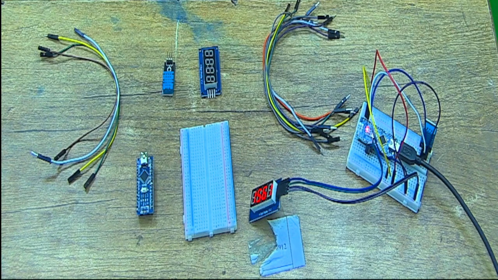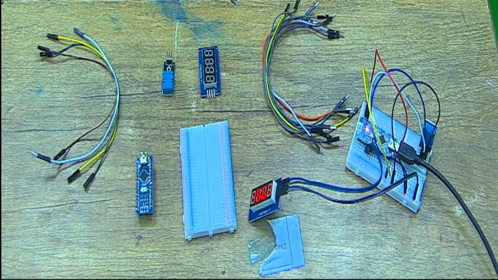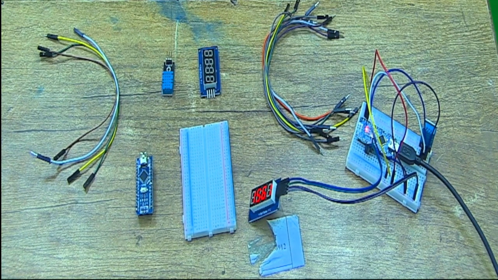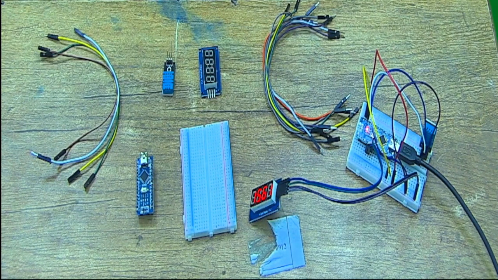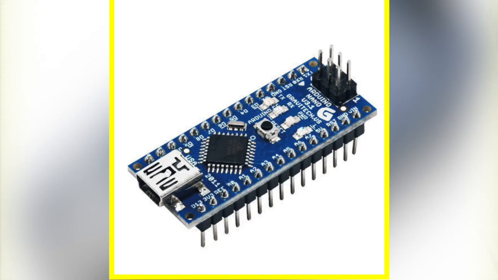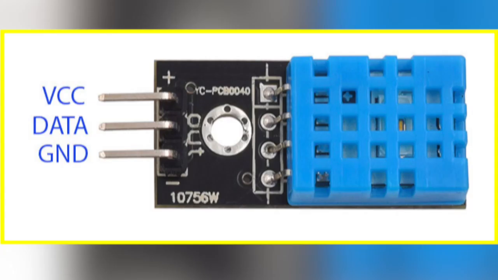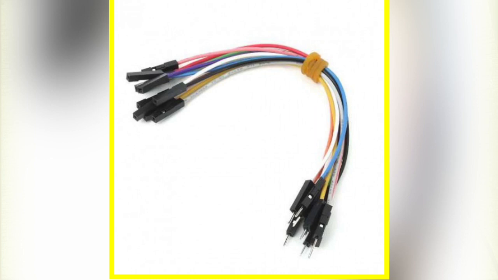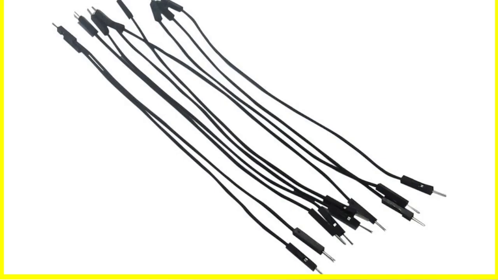Today in this video we are going to learn how to display temperature and humidity on a TM1637 4-digit 7-segment LED display. The components required for this project are the TM1637 4-digit 7-segment LED display, a DHT11, and an Arduino Nano board. Then jumper wires, we have male to male jumper wire and male to female jumper wire, and a breadboard.